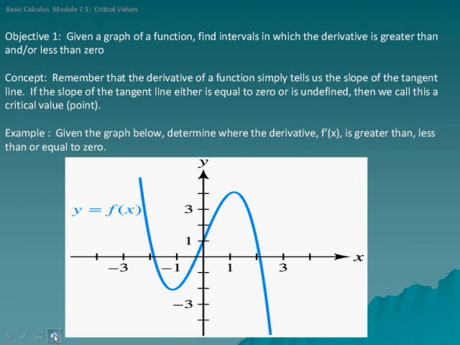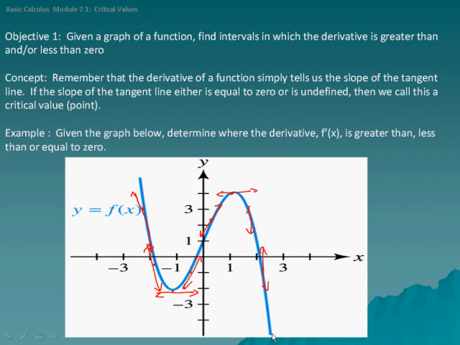Okay, so if we look at the slopes of any tangent line starting here, we realize that the slope of the tangent line is going to be negative all the way till we get to this point right here where it flattens off. And then the slope of these tangent lines is going to be positive. And then it flattens off again at the top of this hill. And then as we go down, notice that the slopes of these tangent lines are going to be negative from there on down.